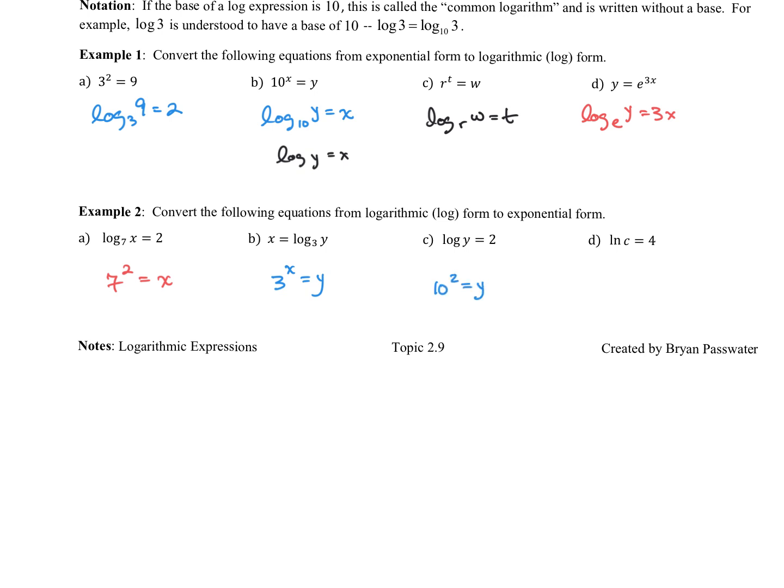I forgot. I wanted to keep going on this. That's not how it will be written. It will be written as what? Natural log of y equals 3x. All right, cool. Now we're going.